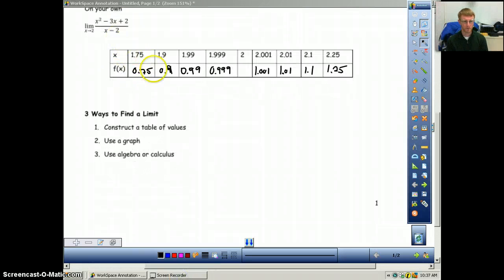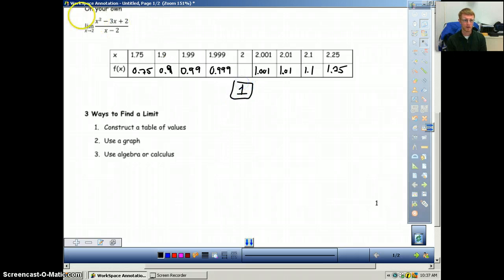Okay, so putting these values in, you should have gotten the values that I have written here: 0.75, 0.9, 0.99, 0.999, 1.001, 1.01, 1.1, 1.25. And you should have noticed that these values from both sides are approaching the value 1. So the limit of this function up here is equal to 1.